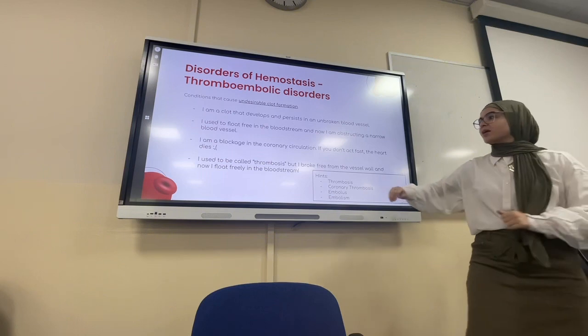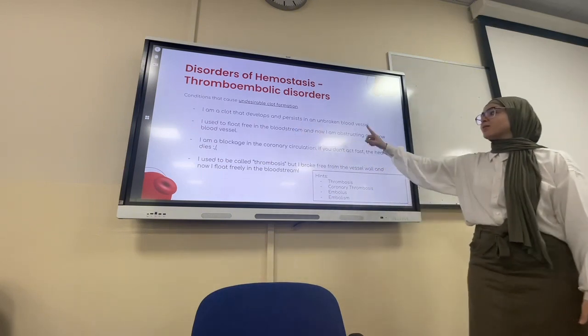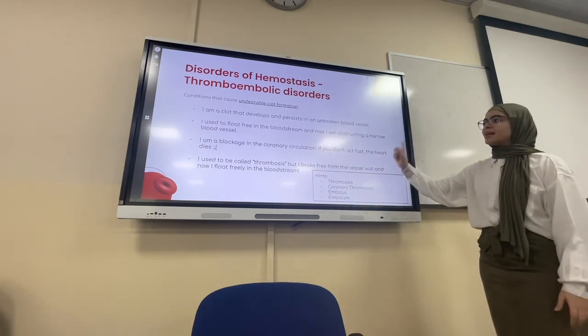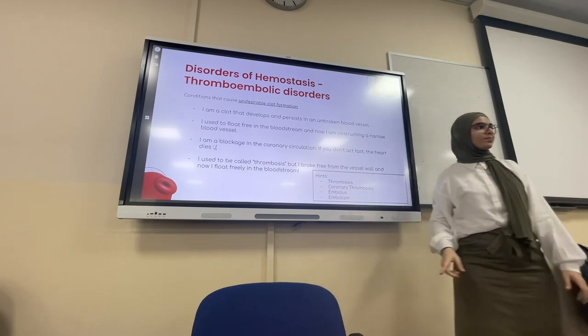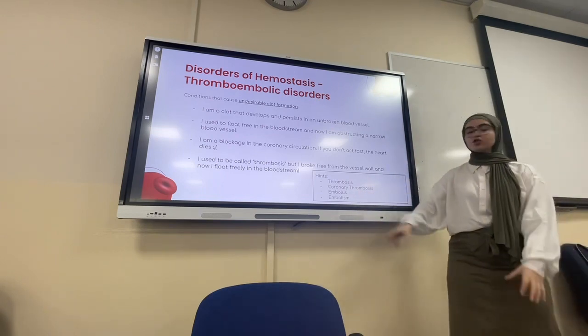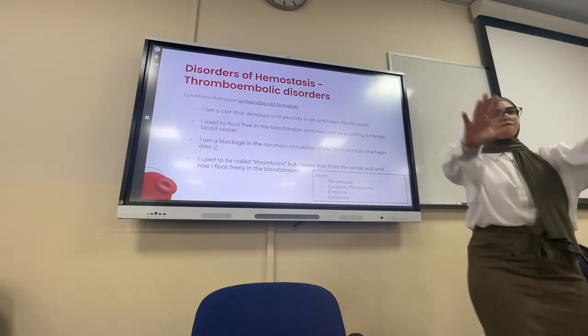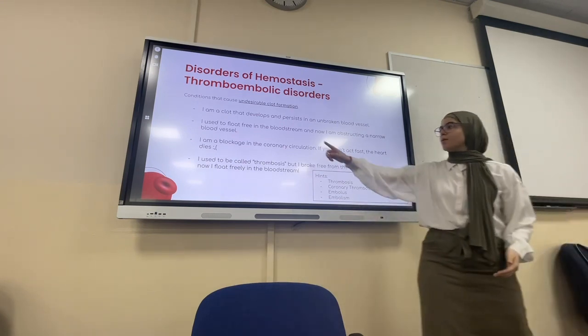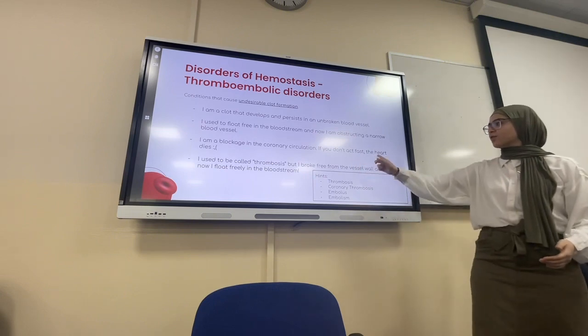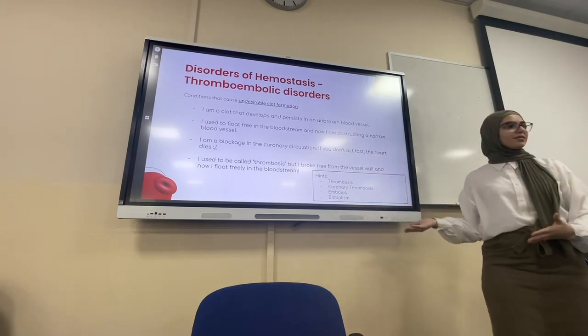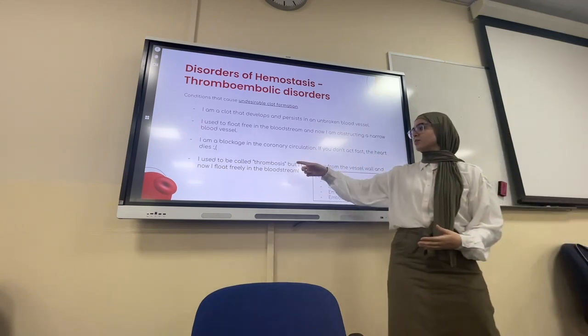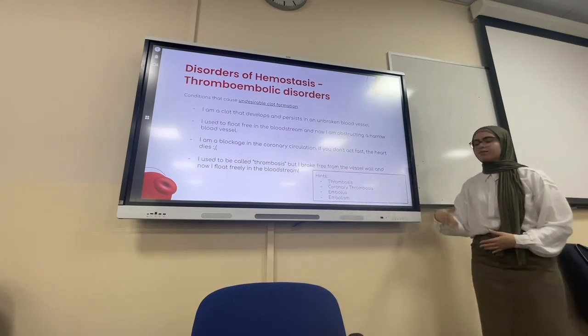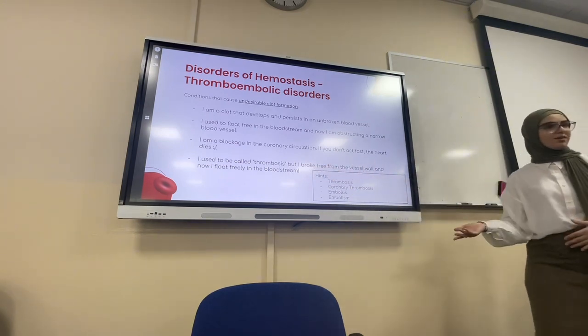Okay, you're right. I used to float free in the bloodstream, and now I'm obstructing a narrow blood vessel. Embolism, exactly. So it used to be an embolus, free in the bloodstream, found a narrow vessel, and becomes an embolism. I'm a blockage in the coronary circulation. If you don't act fast, the heart dies. Coronary thrombosis. I used to be called thrombosis, but I broke free from the vessel wall. It's going to be an embolus.